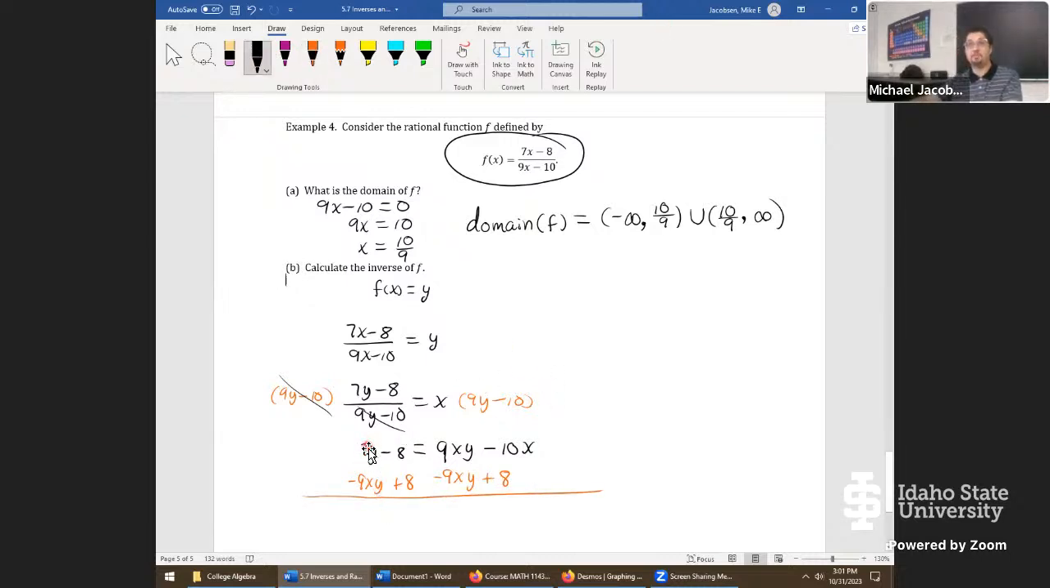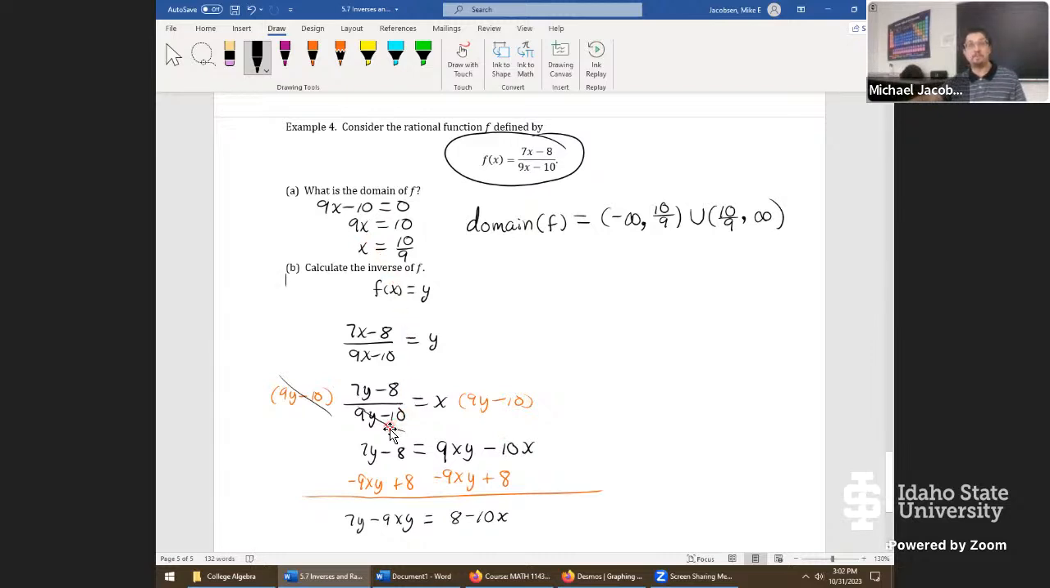Now, these are not like terms, so it's just going to be 7y minus 9xy. Here, they are like terms and they cancel, so we can go directly to the equality. These cancel as well, and right up here, we could make it 8 minus 10x, or negative 10x plus 8 if you prefer. So far, here's what the process was.